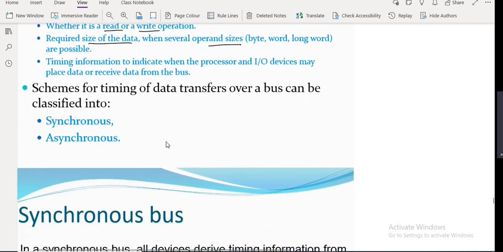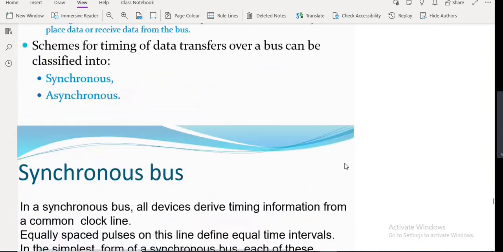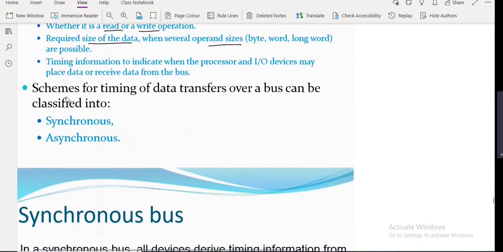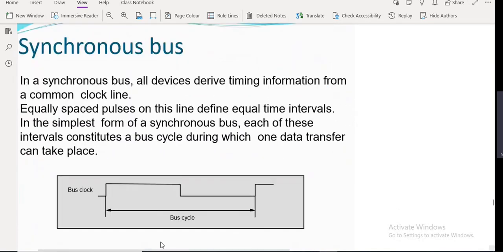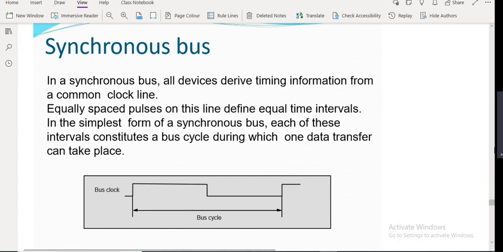So now we are going to discuss mainly two types of buses. Whatever you told here, the lines are divided into three categories. So with respect to timing information, the bus can be analyzed using synchronous bus and asynchronous bus. The first one is synchronous bus. So what is the difference between synchronous and asynchronous? We'll discuss. Yesterday I was explaining, any operation in the computer system.